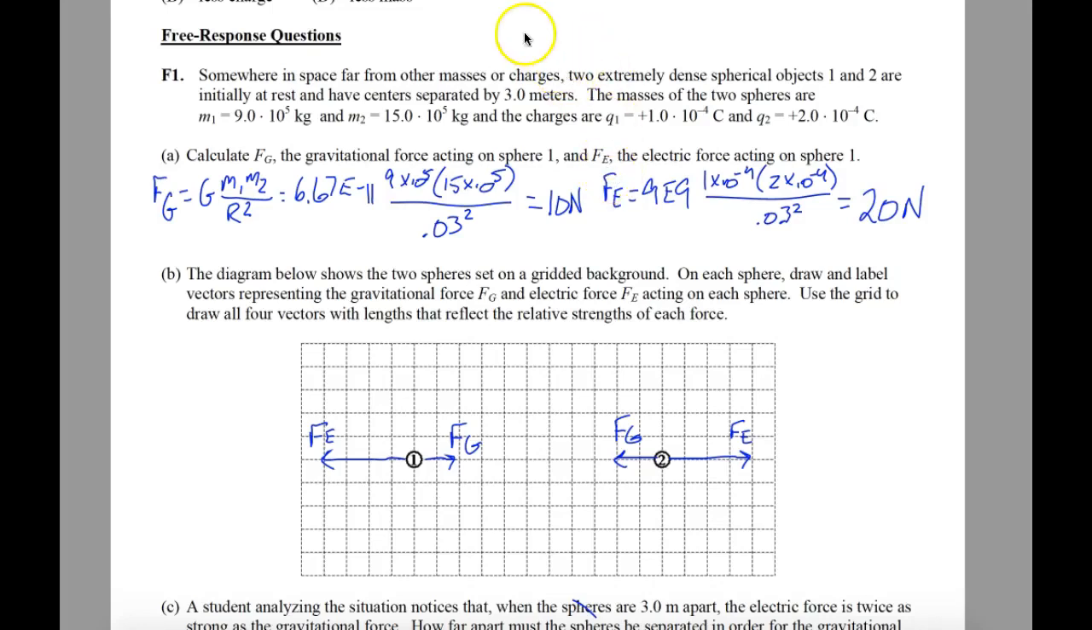Hey there, this is Horner, and we are looking at gravity and Coulomb's law. Free response question number one.